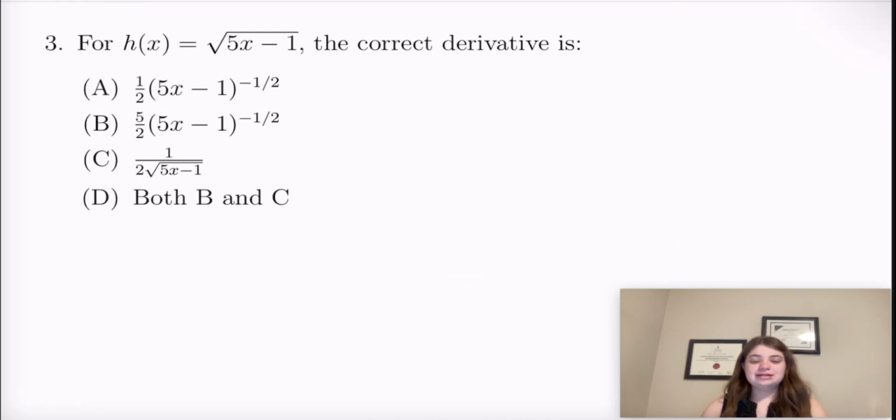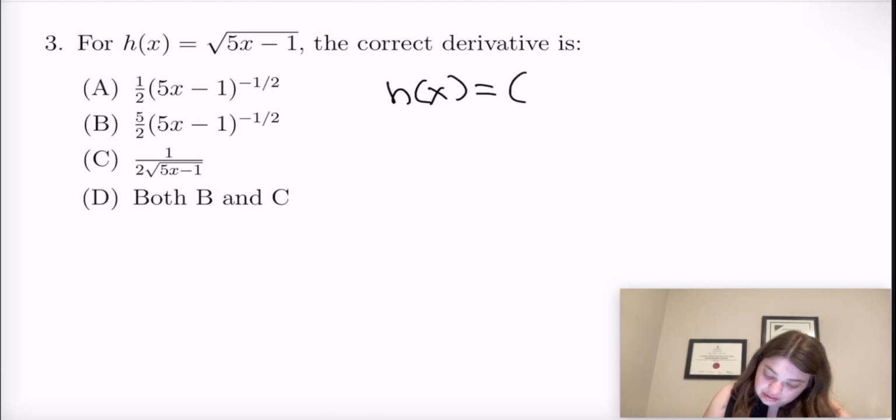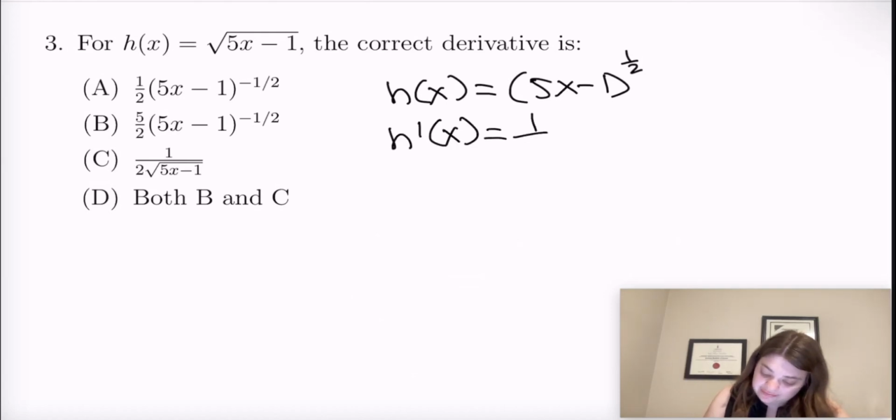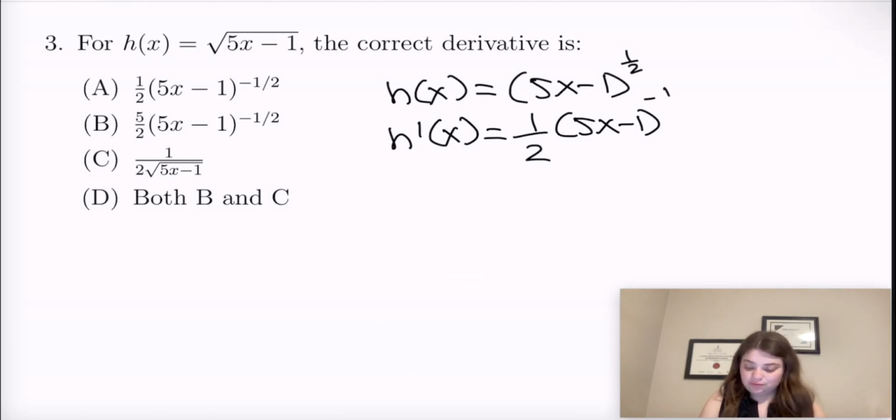All right, so now they're asking us which one of these is the correct derivative. First thing I'm going to do is switch the formatting of h of x and say h of x is equal to 5x minus 1 to the power of 1/2, because recall that square root is the same as power of 1/2. Now I'm going to use the chain rule to find the derivative of h of x. So I'm going to put 1/2 out in front, and then 5x minus 1, to the power of 1/2 minus 1, which is negative 1/2.